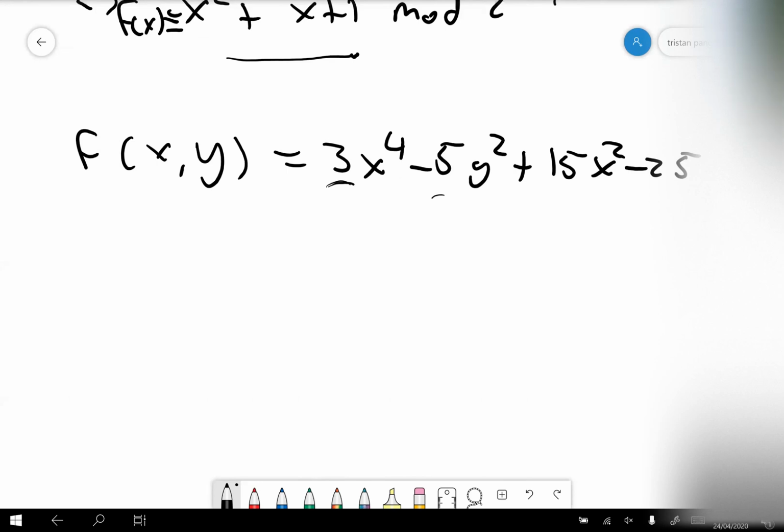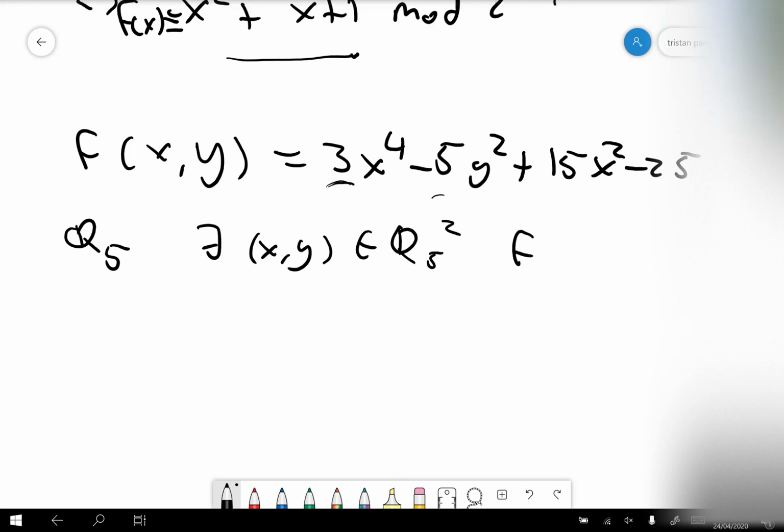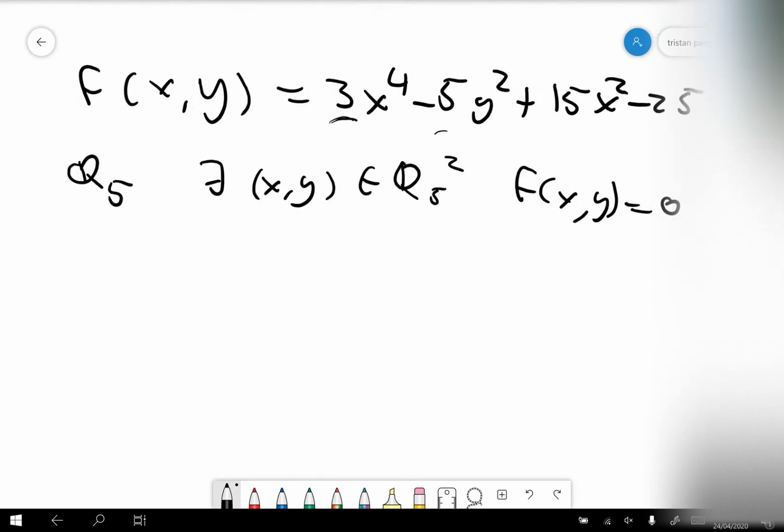But what if we consider the 5-adics, Q_5? Well, suppose for contradiction that there exists some (x, y) inside Q_5 squared. So assume there's a root such that f(x, y) is 0. And then we consider the valuations of, well, I'm just going to rearrange this, moving 5y squared onto the other side.